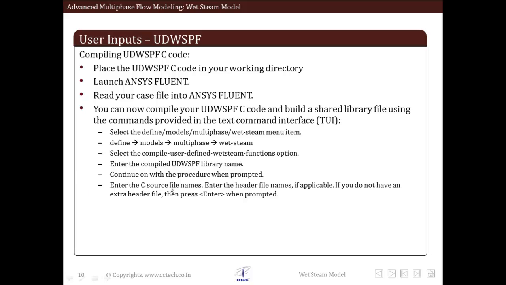Then we enter the C source file name. We enter the header file name if applicable. If we do not have an extra header file, then we press enter when prompted. Once all this is done, Fluent will start compiling the user-defined WetStream property function C code and it will put it in the appropriate architecture directory. So this is how we compile the user-defined WetStream property function.